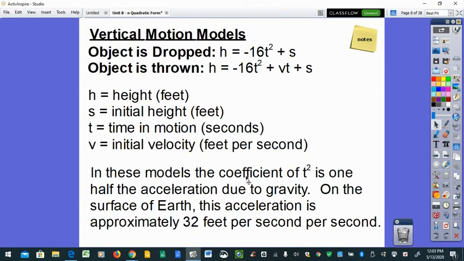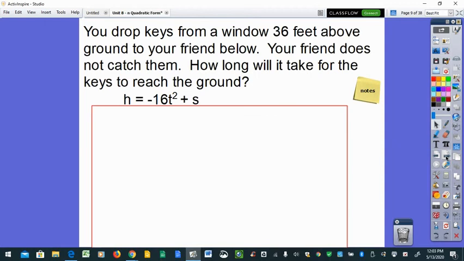In this model, you're going to notice that the coefficient of t squared is this -16. That is actually 1/2 the acceleration due to gravity. On the surface of the Earth, the acceleration is approximately 32 feet per second per second. So in a vertical motion model, you'll always see this -16 in front of the t squared. That's basically gravity working on the object. So let's take a look at an example.